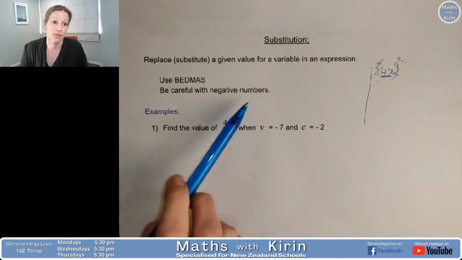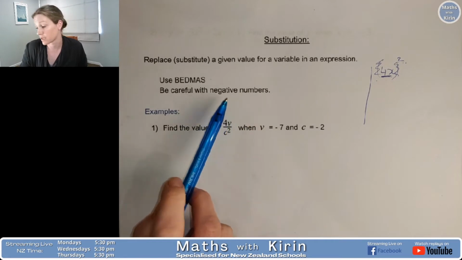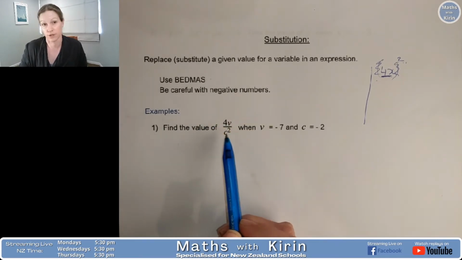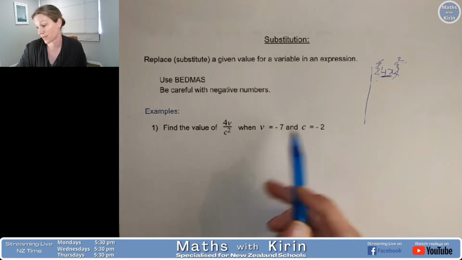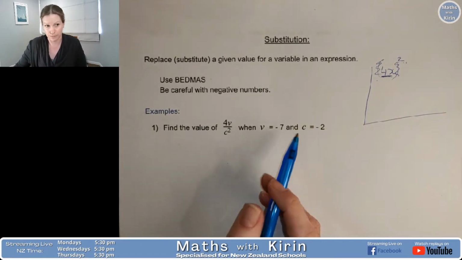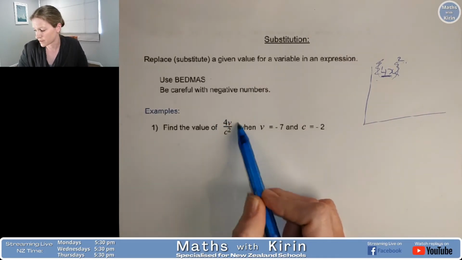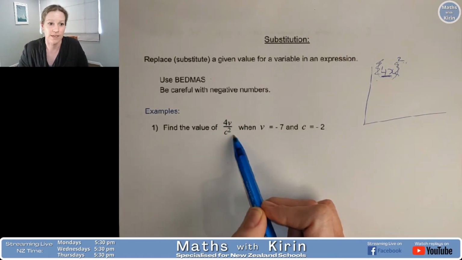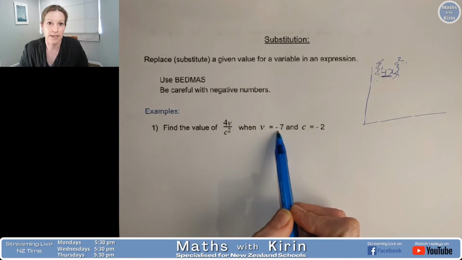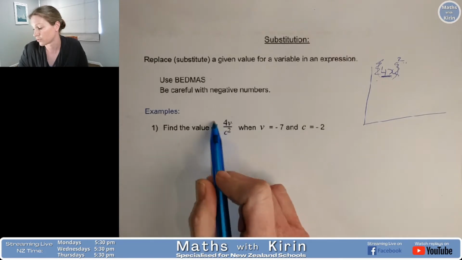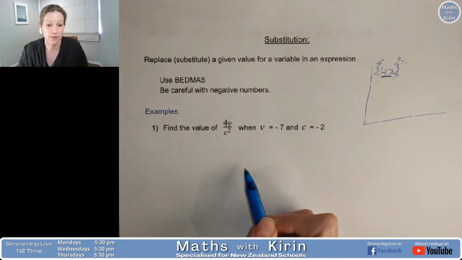And then the other thing to watch out for is negative numbers. A really good idea is to use brackets to highlight when you've got negative numbers. And when we go through this first example, I'll show you another sort of error that sometimes comes in. So for this first example, we want to find the value of this expression here. It says 4b over c squared, when b is equal to negative 7 and c is equal to negative 2. So the first thing you want to do is rewrite your expression with those values substituted in.